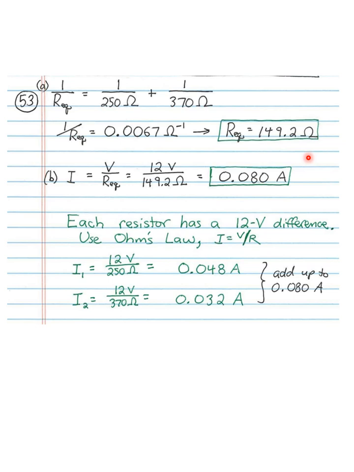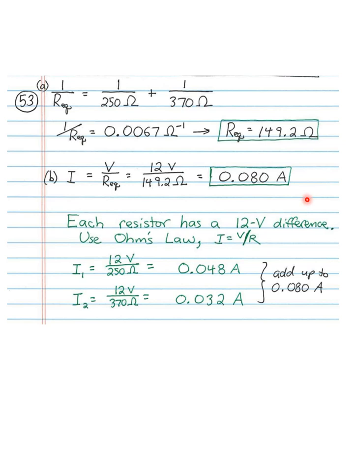Part B, the parallel combination is connected across a 12-volt battery. Find the current supplied by the battery and the current in each resistor. The current supplied by the battery, we'll use Ohm's law, is the voltage divided by the equivalent resistance that we found in part A, and we get 0.080 amperes.